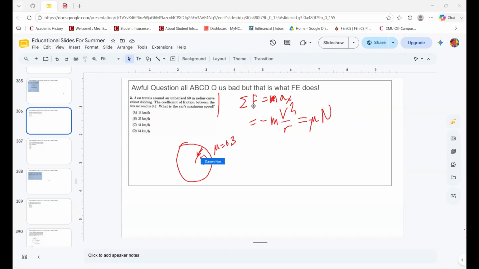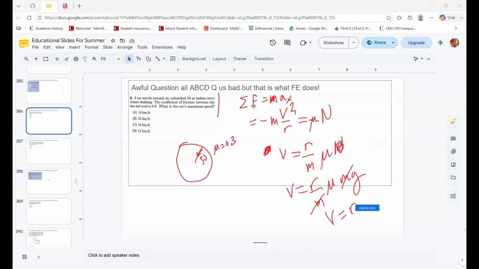So mv, so it's going to be v equals, delete the m, r over m mu N. Wherever N is, I don't think there is an m here, although there's no mass. I'm assuming that means v equals r over m times mu m g, basically because no bank. So these cancel out. V equals r mu g. And then, oh wait, there's a square here too. Square root, and we get v equals that.